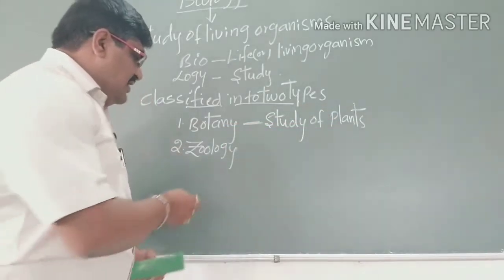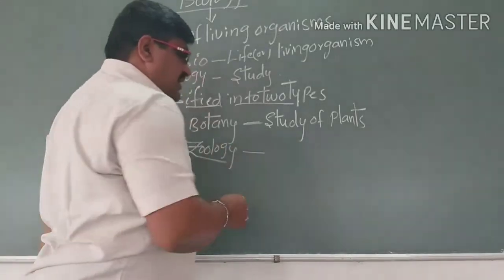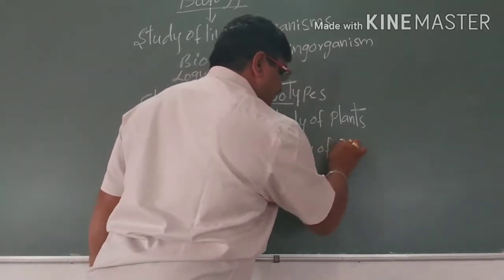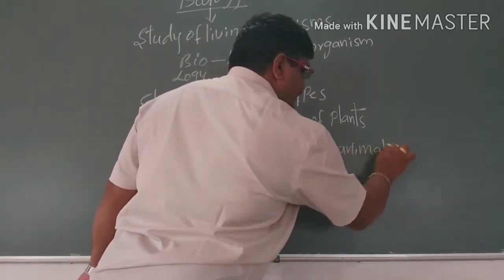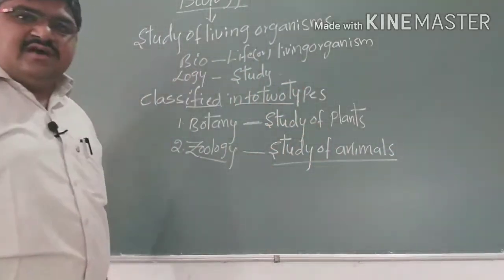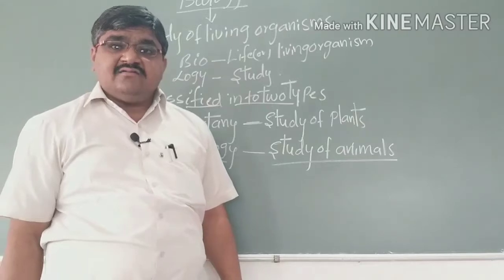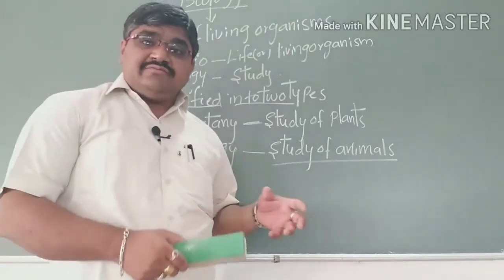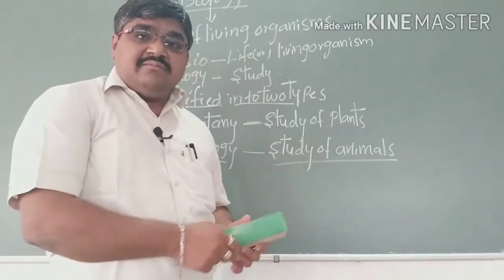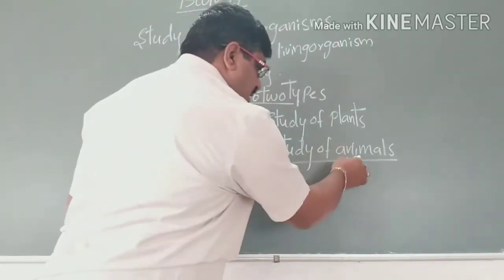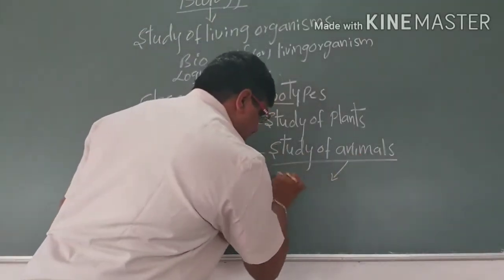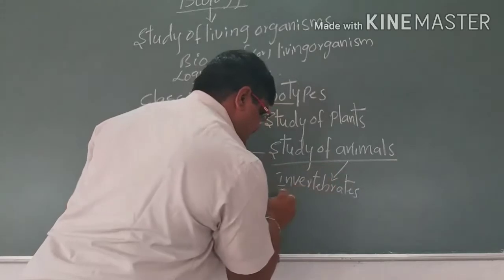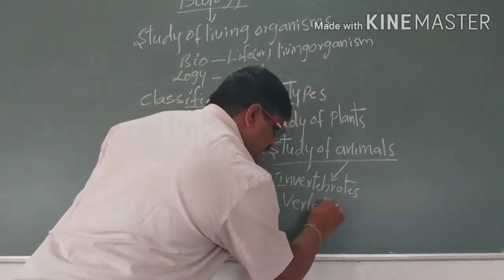Likewise, the second one is zoology, the study of animals. Animals include invertebrates as well as vertebrates. Animals are classified into two types: one is invertebrates, and the second is vertebrates.